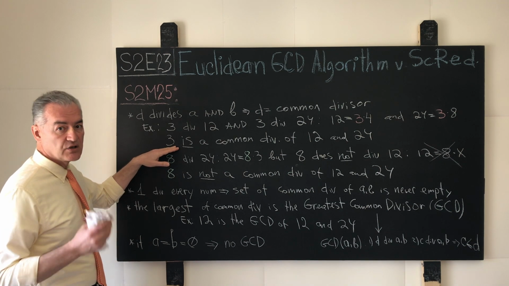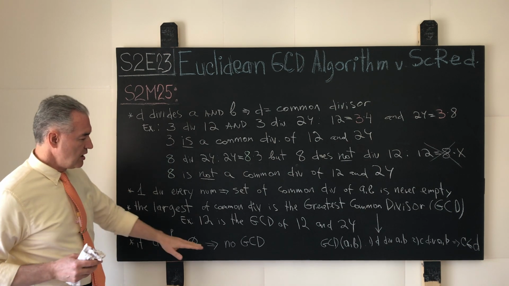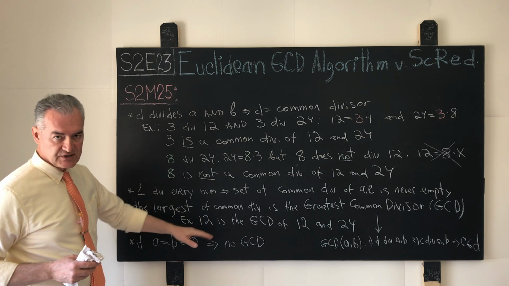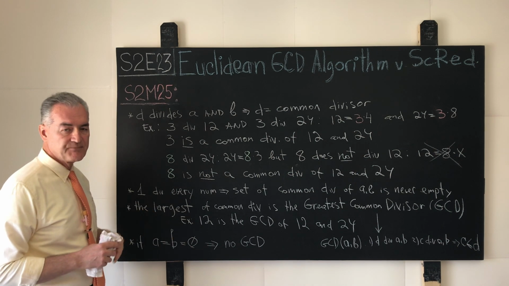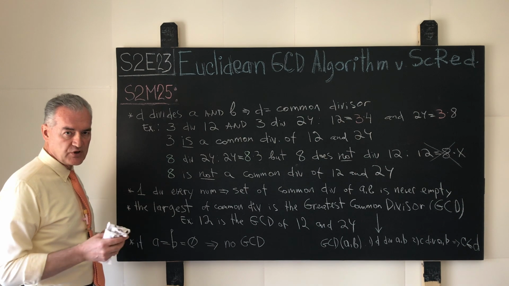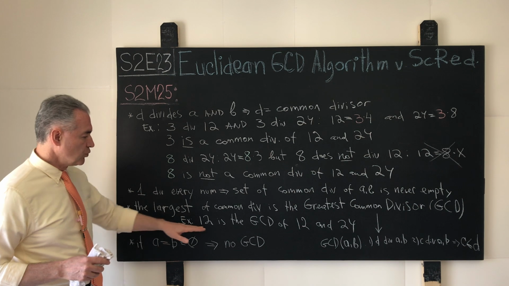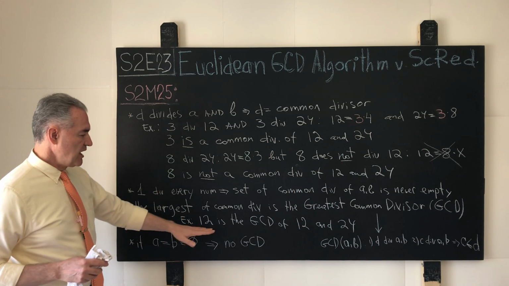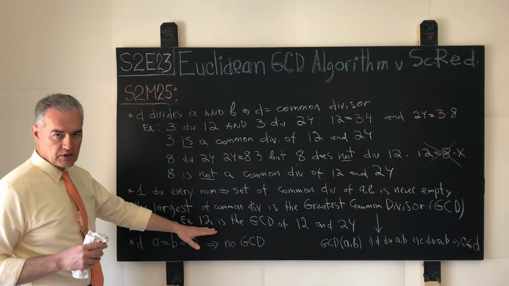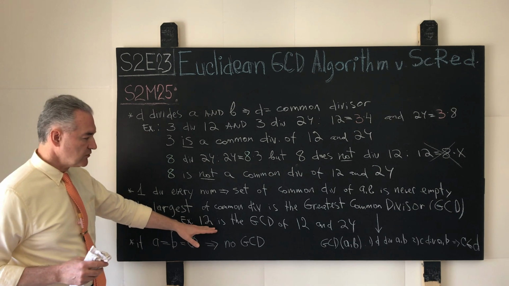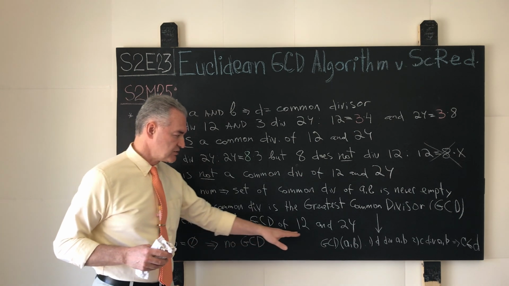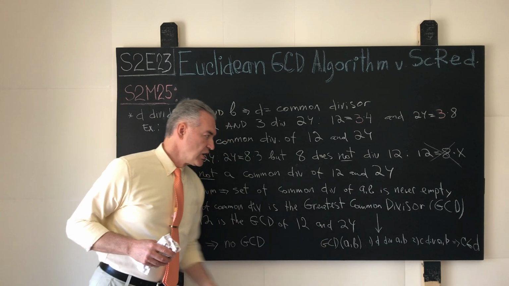But is it the largest possible? The answer is no. Apparently, 12 is a divisor that is common for both numbers 12 and 24. 12 divides 12 and 12 divides 24. 12 is greater than 3, and 12 is the largest number that divides both. Consequently, 12 is the greatest common divisor of 12 and 24.